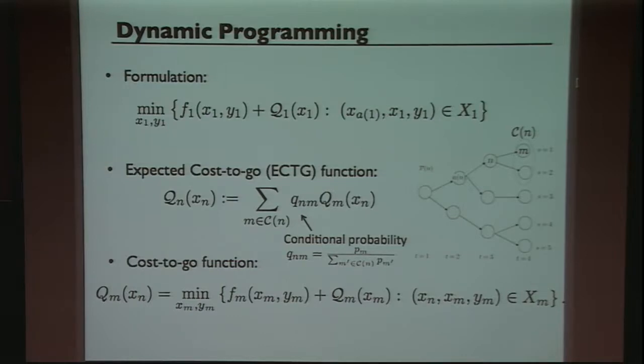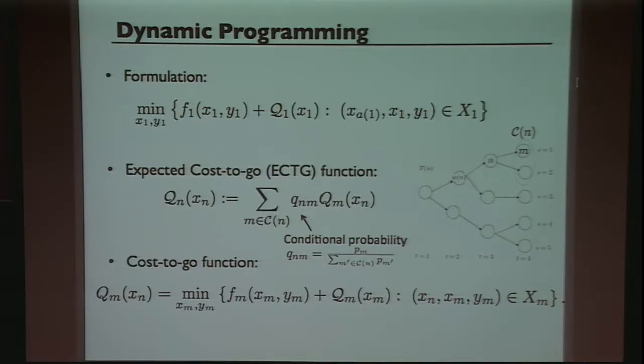What did you say about the difference between the curly Q and the small q? Oh, so curly Q is the expected cost to go function. If I'm sitting at this node, I would like to know what is the expected value going forward. And small q is the value function at each of these nodes separately. Okay?